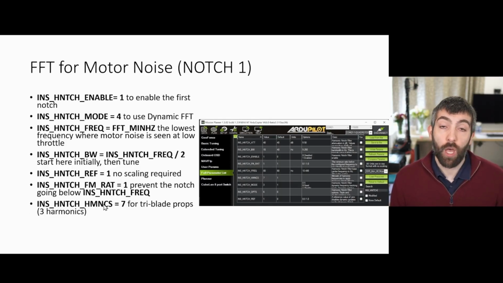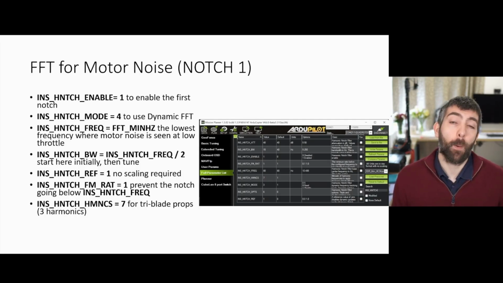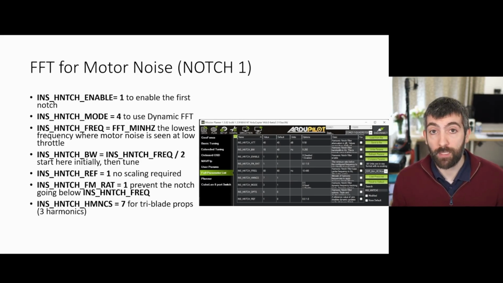Set INS_HNTCH_HMNCS equal to 7 for tri-blade props, that's 3 harmonics. If you've got bi-blade props, you may only need 2 harmonics or you may need 4 harmonics. You're going to have to check in logs to see what applies, and it's the same as for the RPM notches that we talked about earlier.